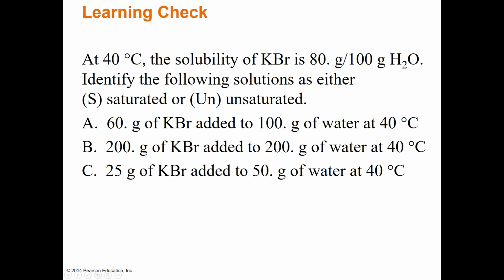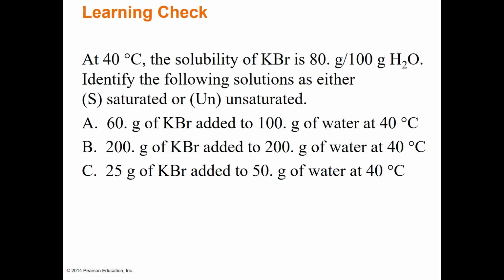At 40 degrees Celsius, the solubility of potassium bromide is 80 grams per 100 grams of water. Identify the following solutions as either saturated or unsaturated. So this is the solubility, which means at 40 degrees Celsius, you can get in 80 grams of potassium bromide in 100 grams of water. If you have 60 grams of potassium bromide added to 100 grams of water at 40 degrees Celsius, would you call that an unsaturated solution or a saturated solution? Because 80 can go in.